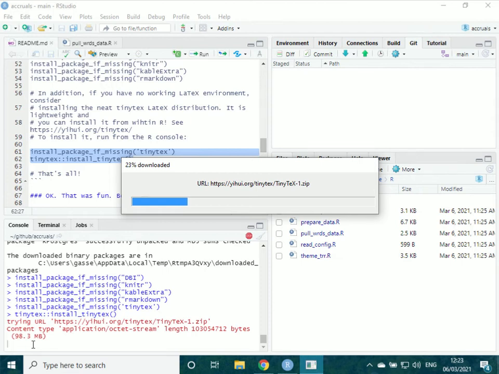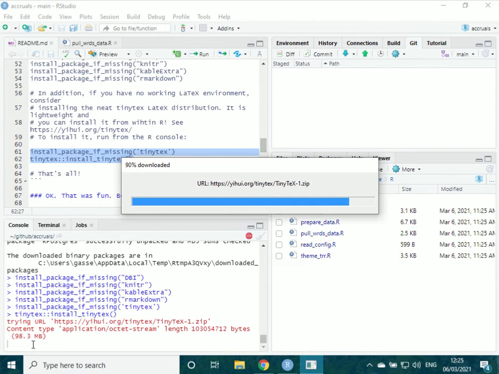So this has been developed by Yihui, who is also the mastermind behind much of the Markdown and R Markdown environment, which you also will be seeing in a sec. And this is one reason why I believe R is maybe the best environment for reproducible research there is currently.